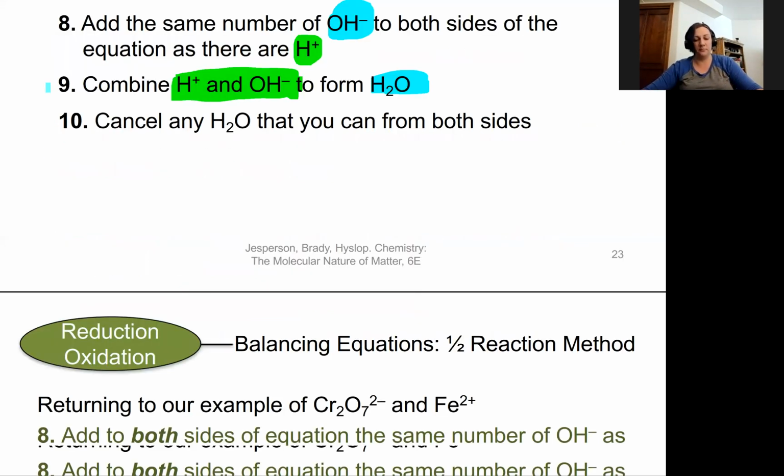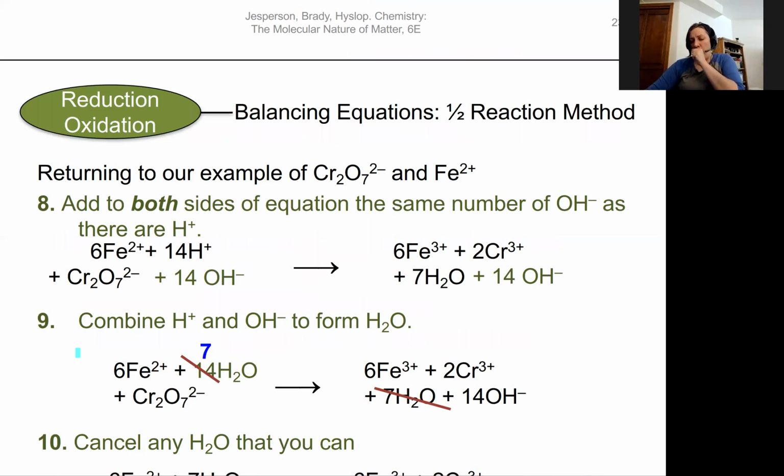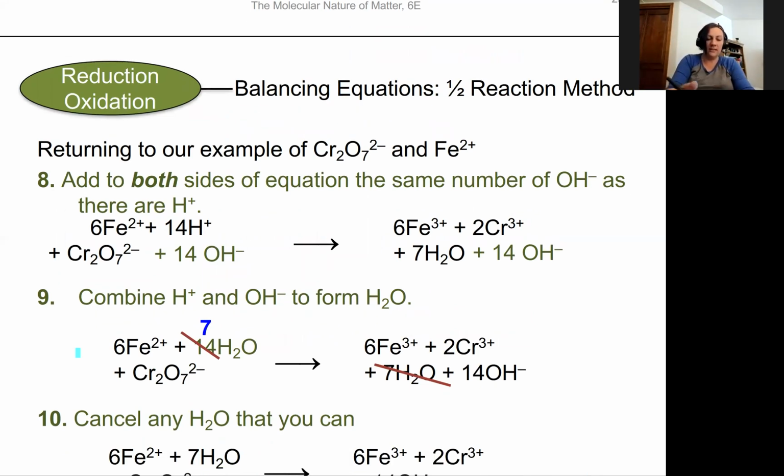So let's look at that. In this case, I had 14 protons on my reactant side. And so I'm going to add to that 14 hydroxides. And whatever I do to one side of the equation, I have to do to the other. So I'll add 14 hydroxides on the product side as well. So that way there has been no net change. Those 14 protons and 14 hydroxide ions are going to combine into 14 water molecules. And I'll represent them as that.